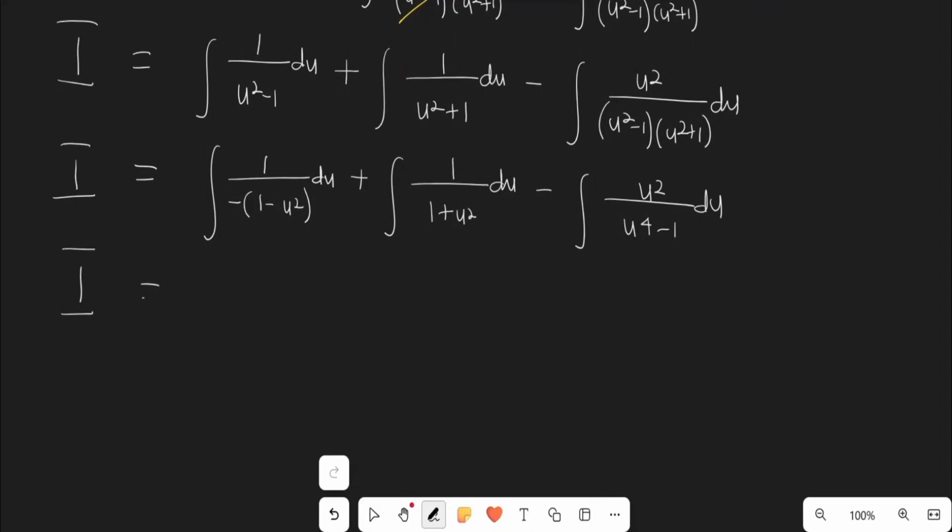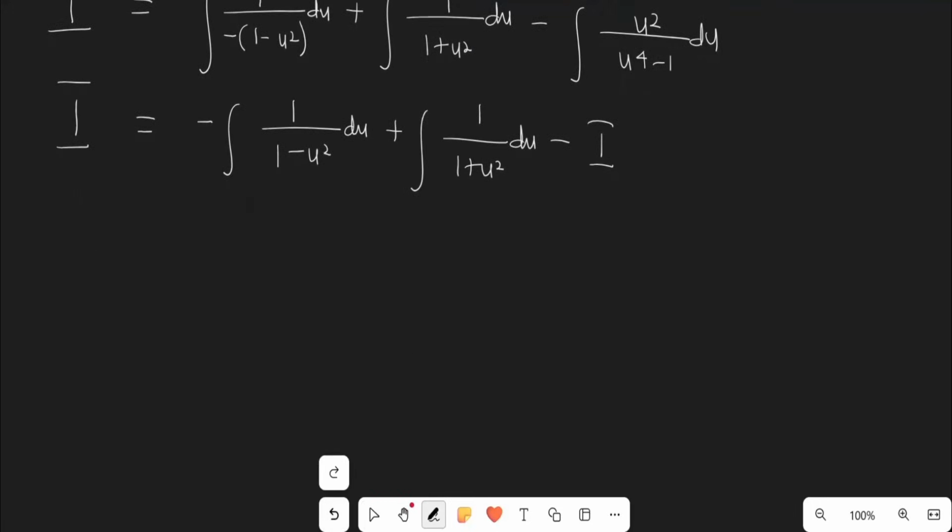So we have I to be equal to, this one is negative outside, the integral of 1 over 1 minus u squared du, plus the integral of 1 all over 1 plus u squared du, and this is I, that is this integral. So we can add I to both sides. When we do that, we have 2I on the left hand side, and that is equal to the integral of 1 over 1 plus u squared du minus the integral of 1 all over 1 minus u squared du.